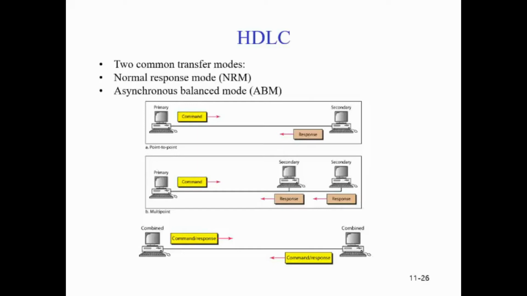This diagram shows you a picture where you can see a point-to-point communication, a multi-point communication, and at the end you can see a communication between two combined stations, which is based on full duplex. The first settings of the network, these two, are called normal response mode, and this one is called asynchronous balanced mode. We will discuss this later in the next slide.